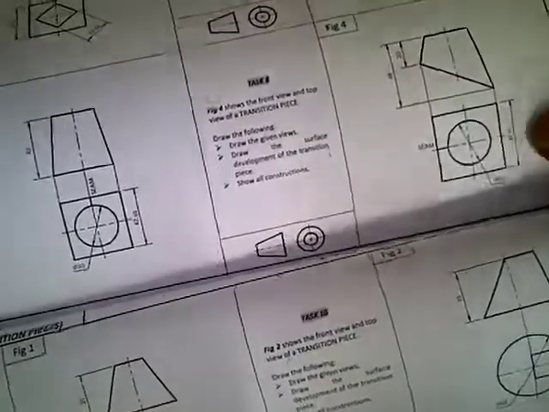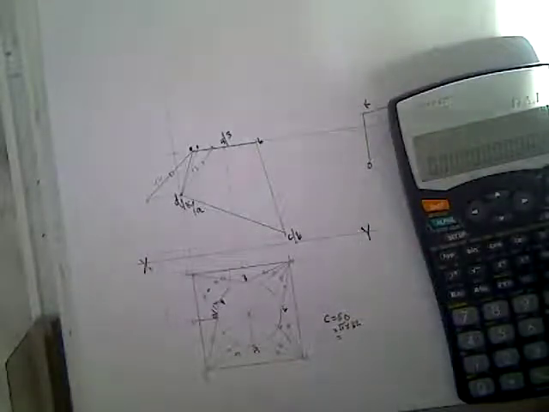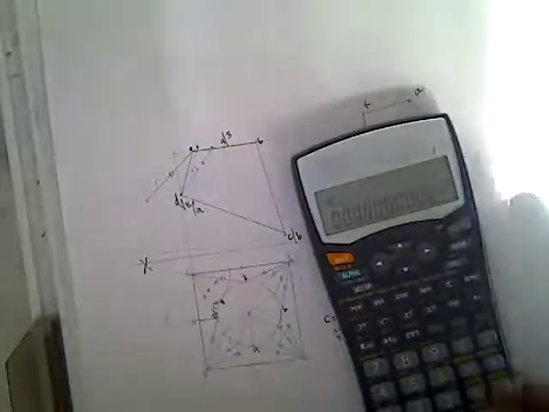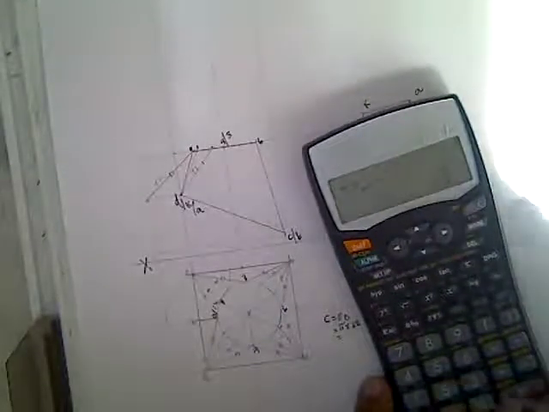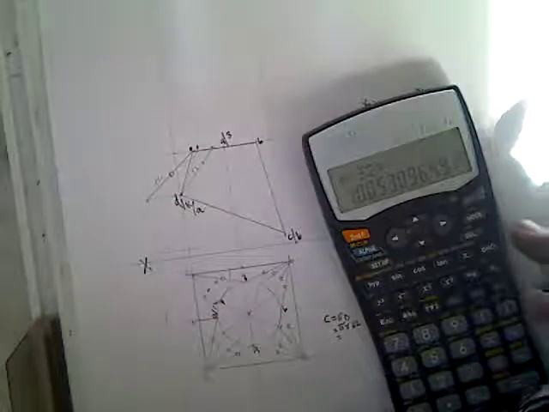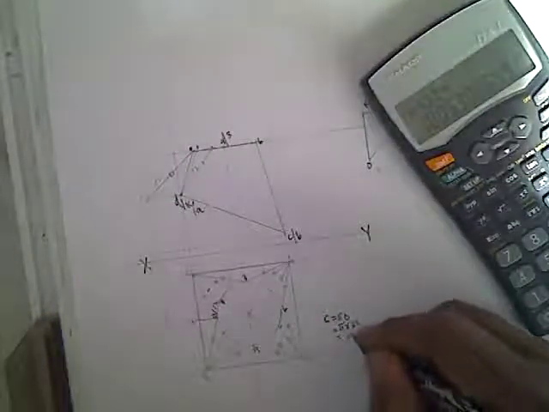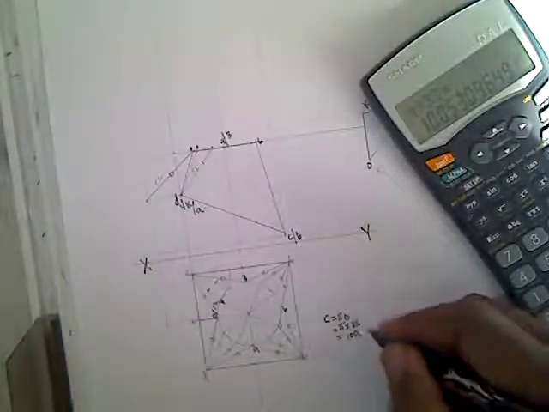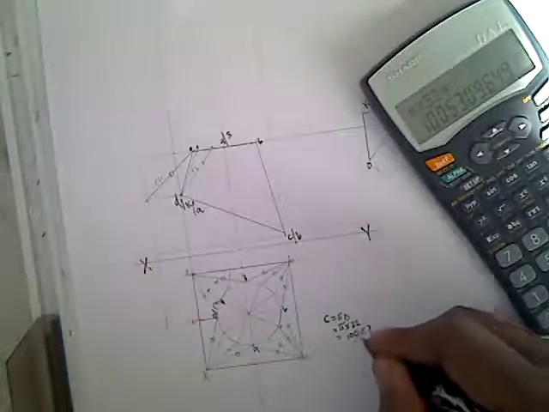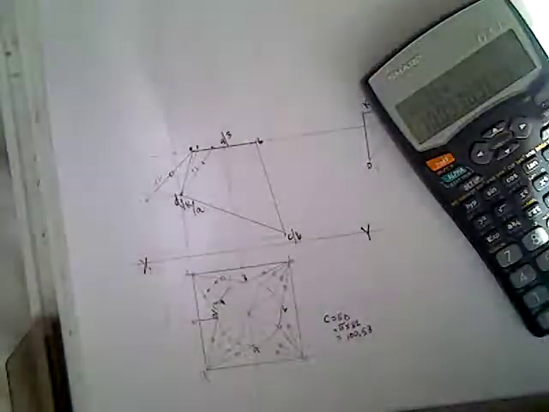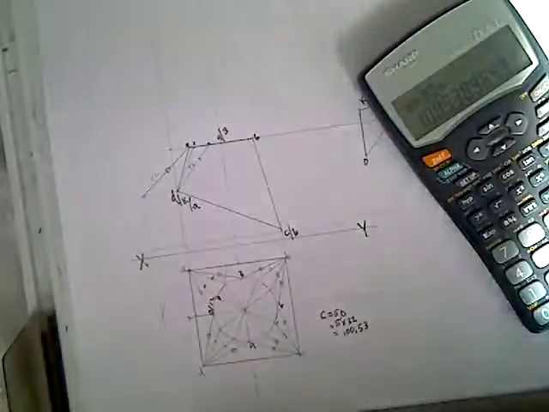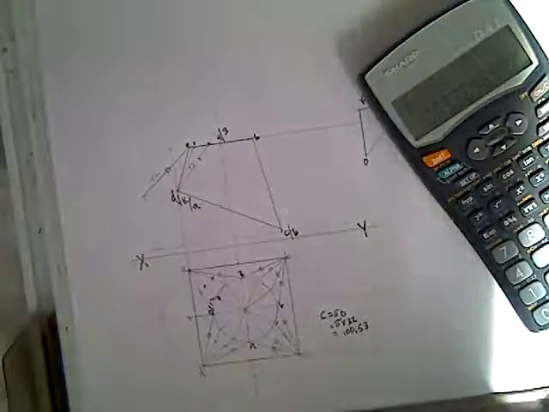Our diameter is 32, so it is pi times 32. Take your calculator and say pi times 32. That gives me 100.53, which is almost 100 and a half. That is the problem that we have.